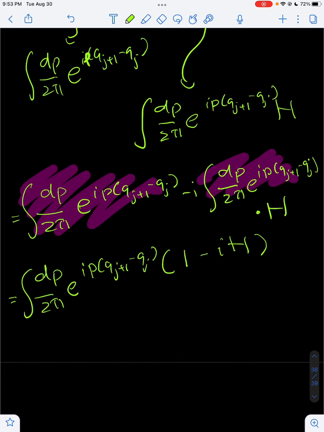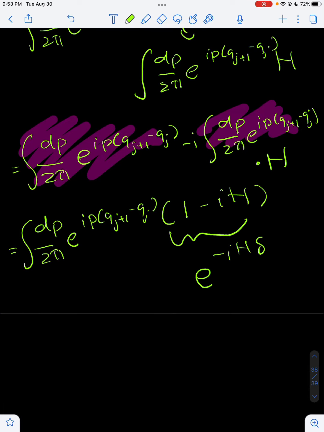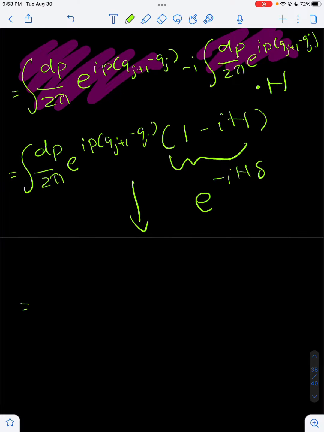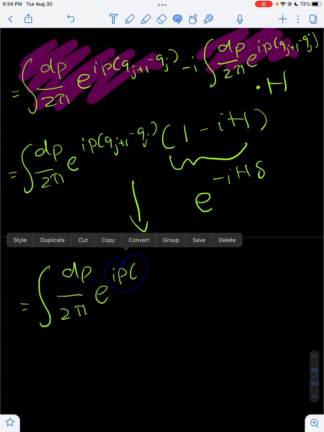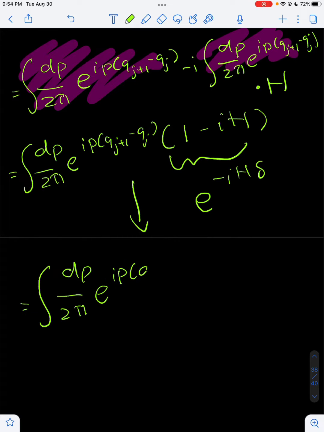And what do you know? This was just e to the minus ih delta, right? But Taylor expanded. So we can now write this as the integral dp over 2 pi e to the ip, e to the ip (qj plus 1 minus qj). This is just a bunch of math now. There isn't really a conceptual thing behind this. This is the boring part, just number crunching at this point.